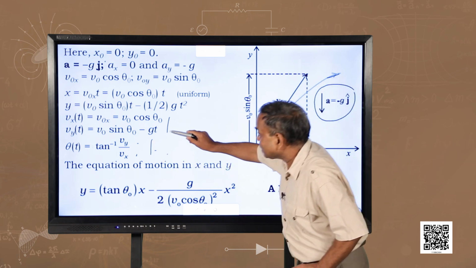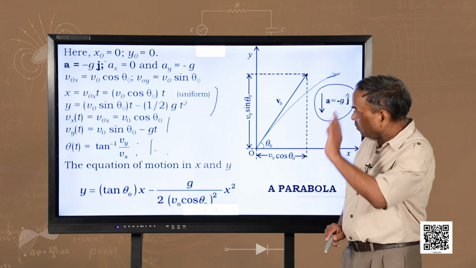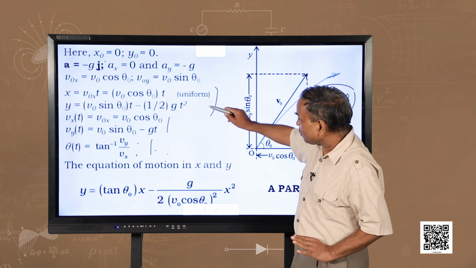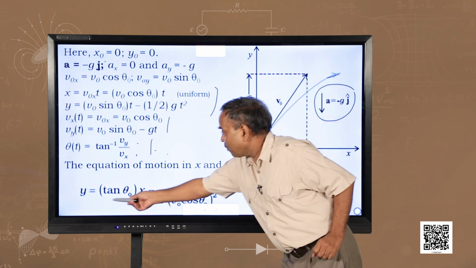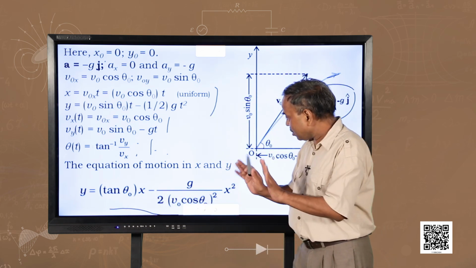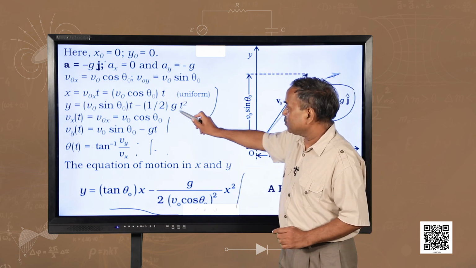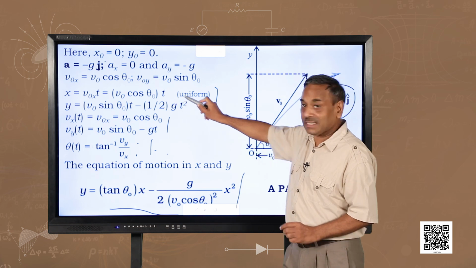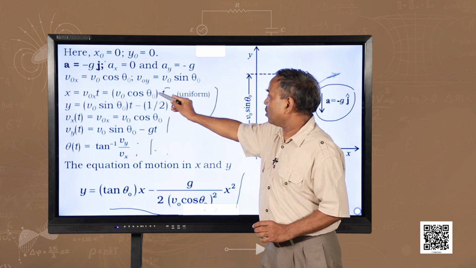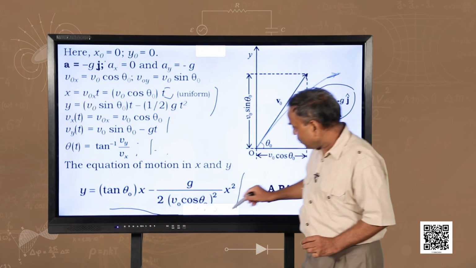So, the equation of motion, if you see x and y, these two equations, if you ponder upon these two equations, you will study in mathematics a lot about it. If you try to write y in terms of x, you will find this equation. I am not doing the whole algebra of it, you can do it, this is not difficult, this is very easy. You eliminate t from these two equations, and t is equal to x divided by v 0 cos theta 0, and you put it in this equation, you will get this equation.